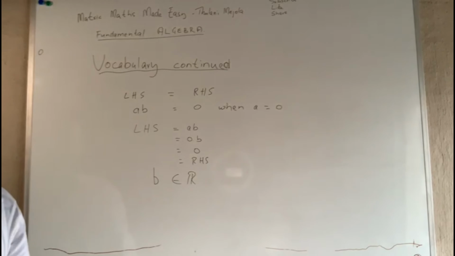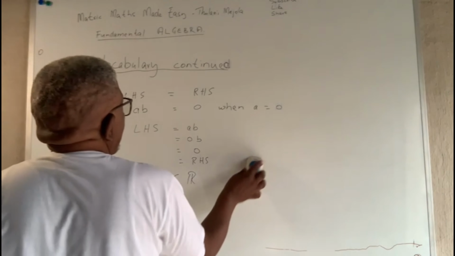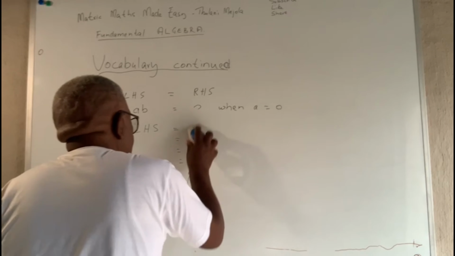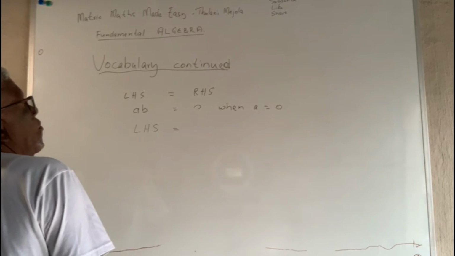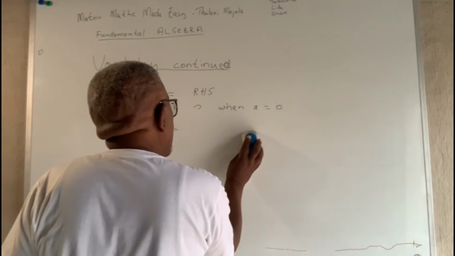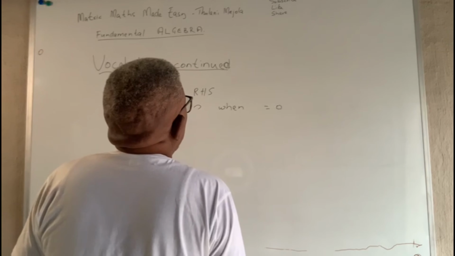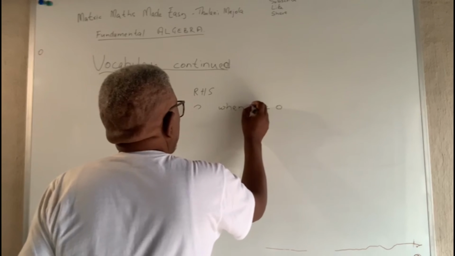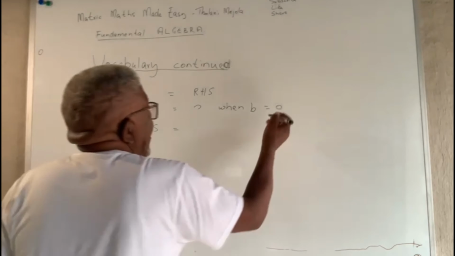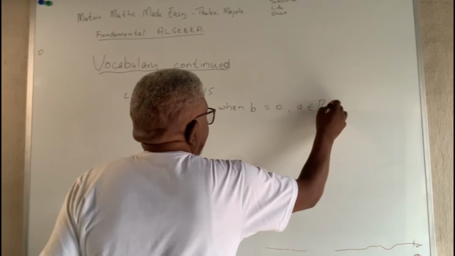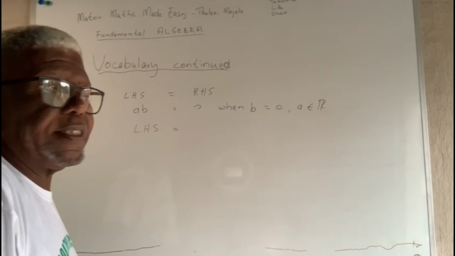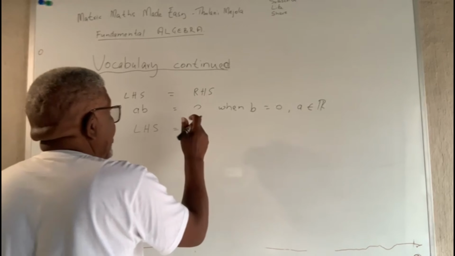Similarly, this equation will be true when B is 0. And A can be any number, A an element of real numbers, any number in the system. It doesn't matter. But if B is 0, this is going to be true.